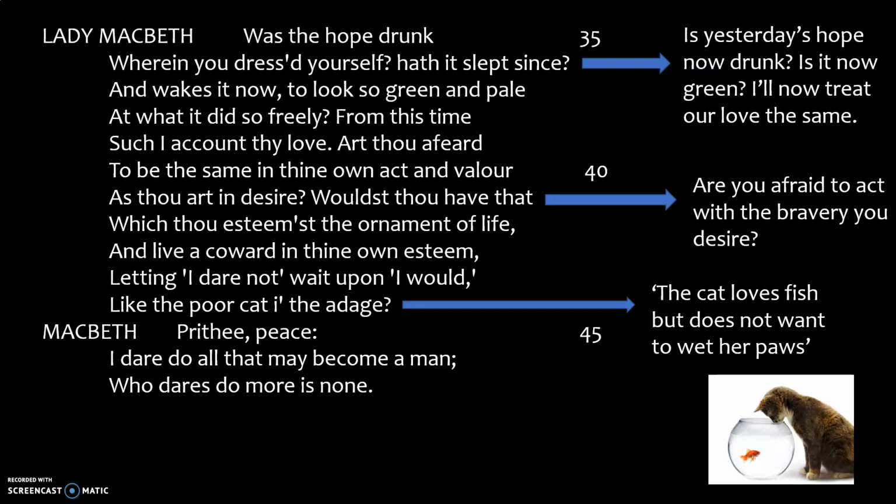She goes on to say there in the middle of that bit, art thou afeard, like afraid, to do the brave things that you desire? But then she goes on to say about how he'll live like a coward in his own esteem. And then she goes on to say, letting I dare not wait upon I would. And then she refers to the poor cat in the adage. The cat loves fish, but does not want to wet her paws. That's the adage. It's like an old saying.